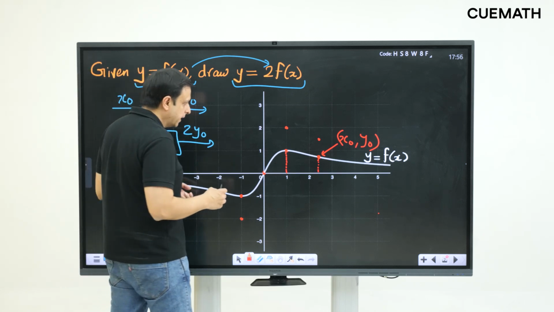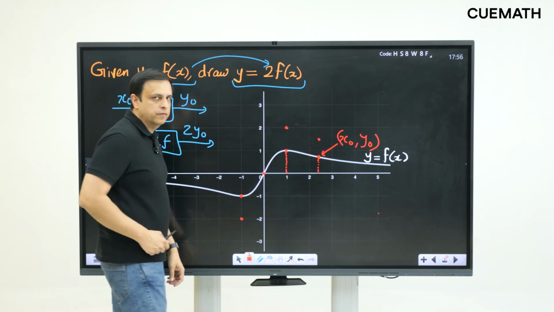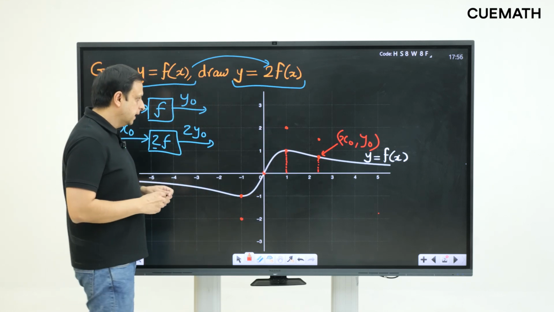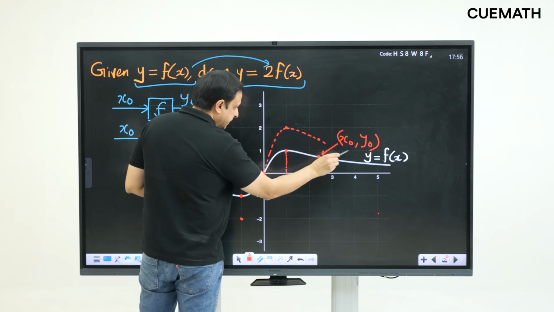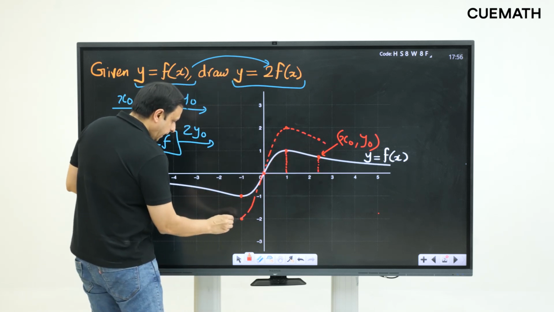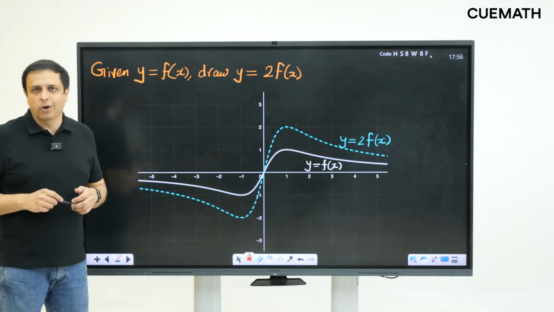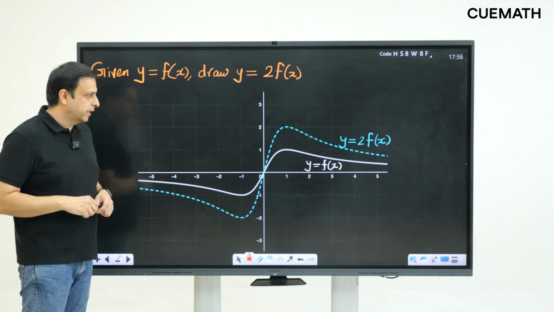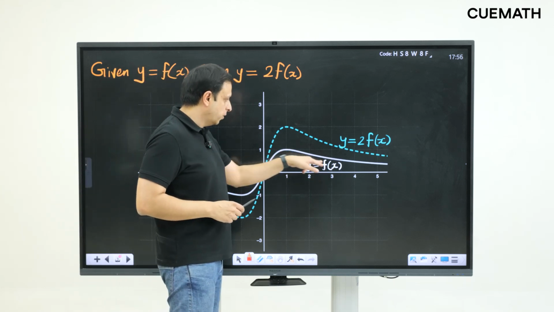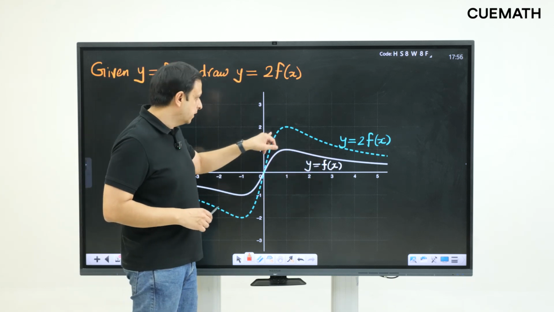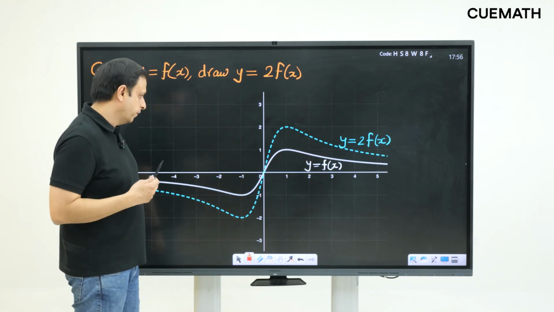So, what I should really get is something like a stretched version of this same function. I should get something like, if you can visualize this, something like this. And what I have done here is I have actually plotted it for you very accurately using a graphing tool. So, you can see this y equal to f of x, the original function, and this dotted function in the blue color is y equal to twice f of x.